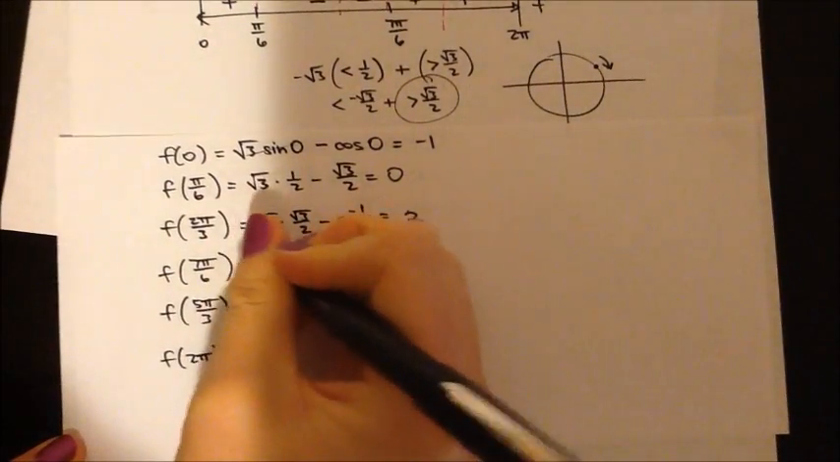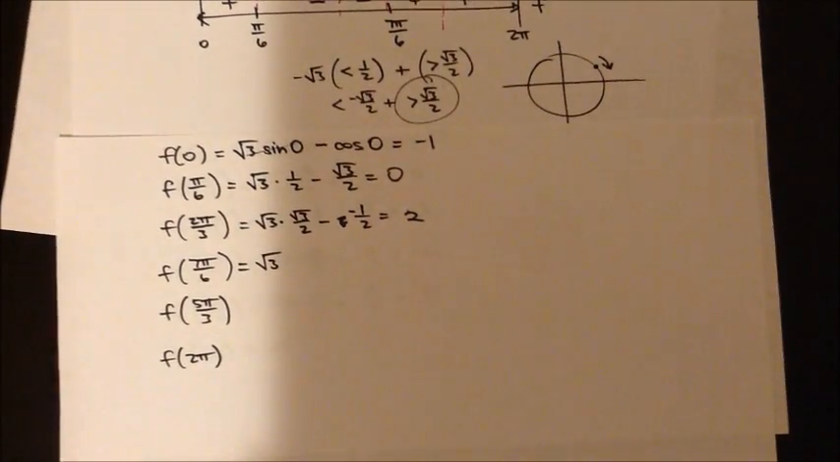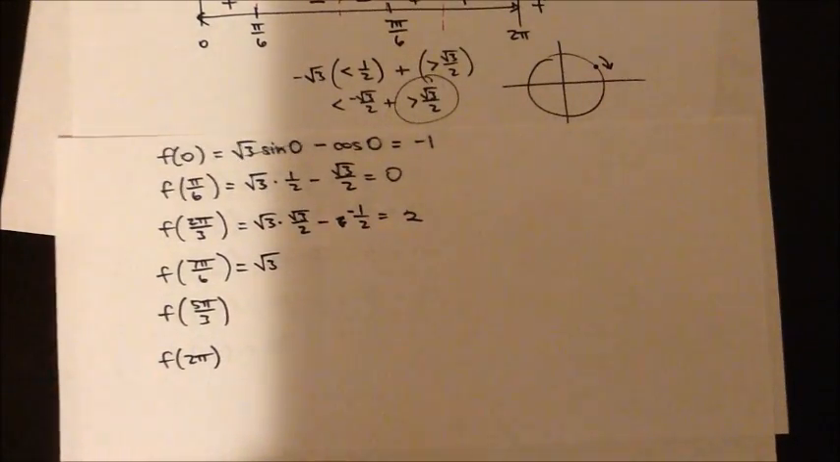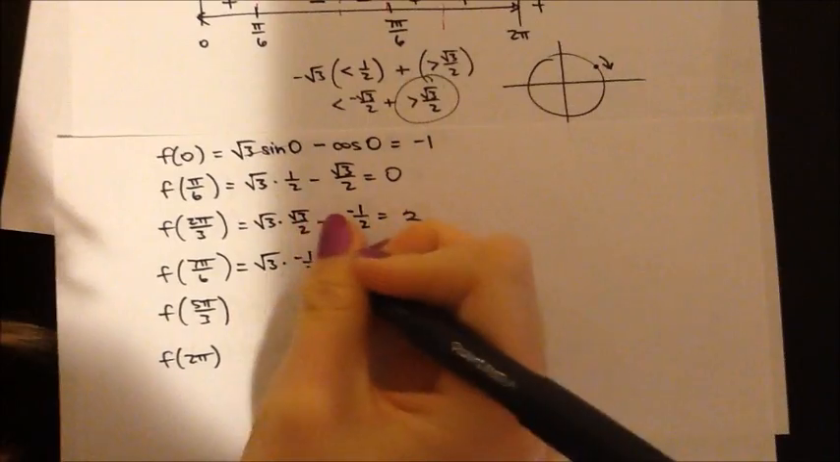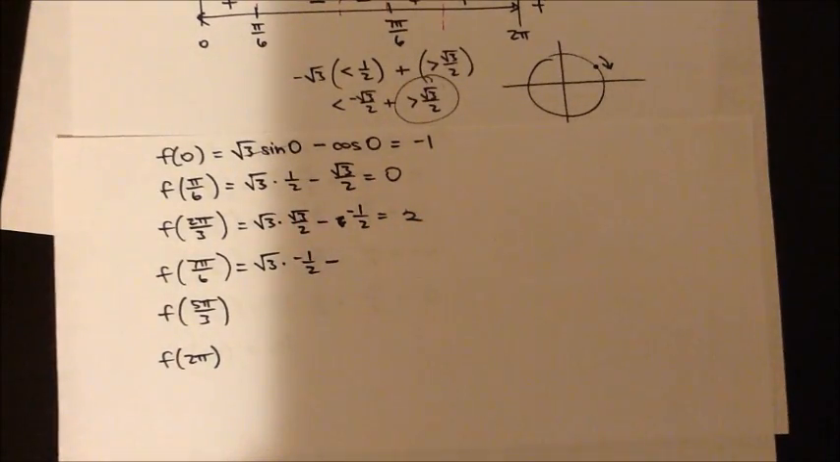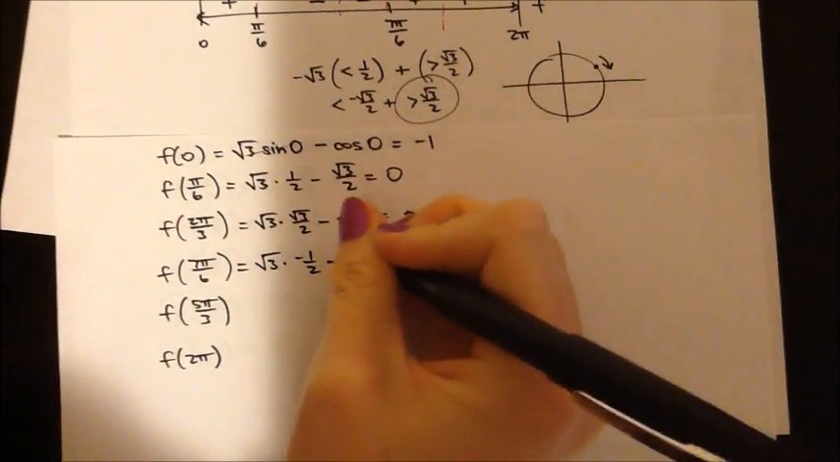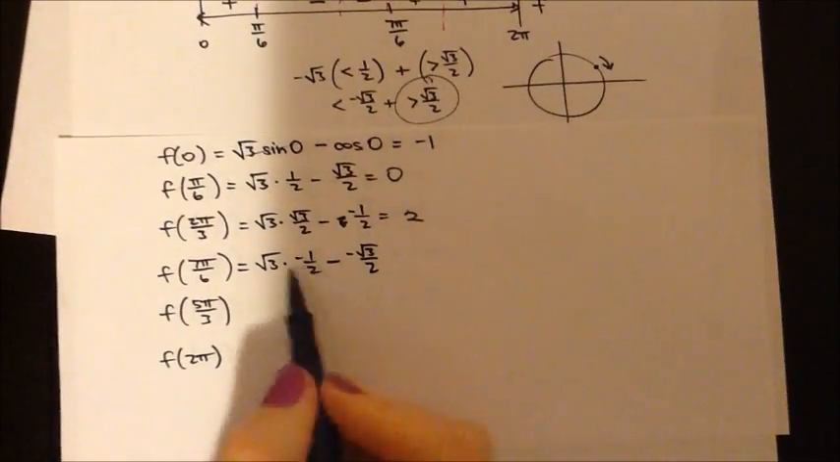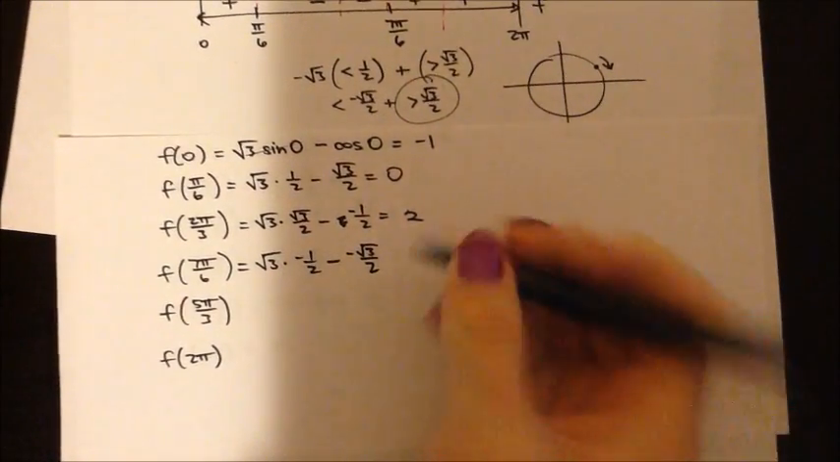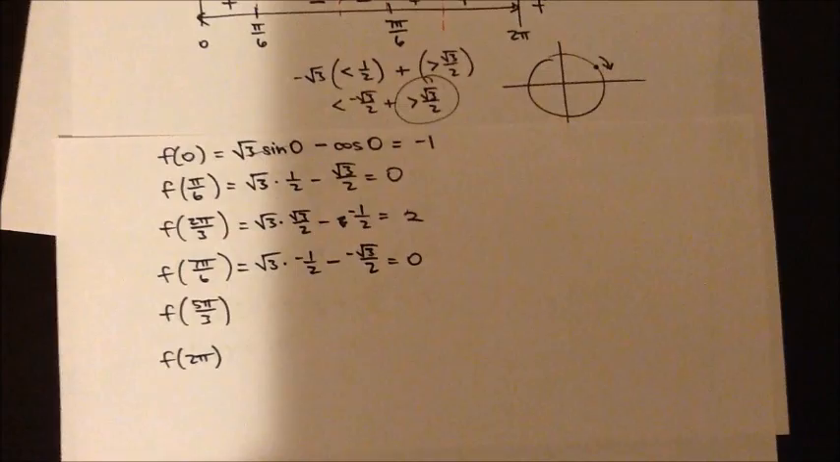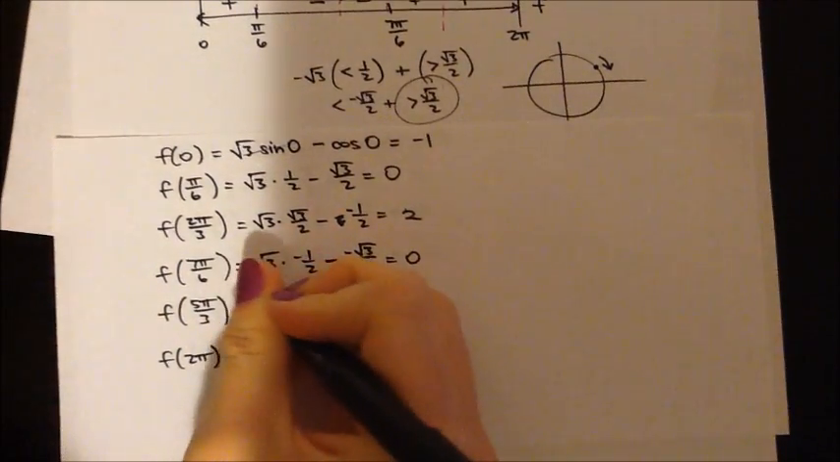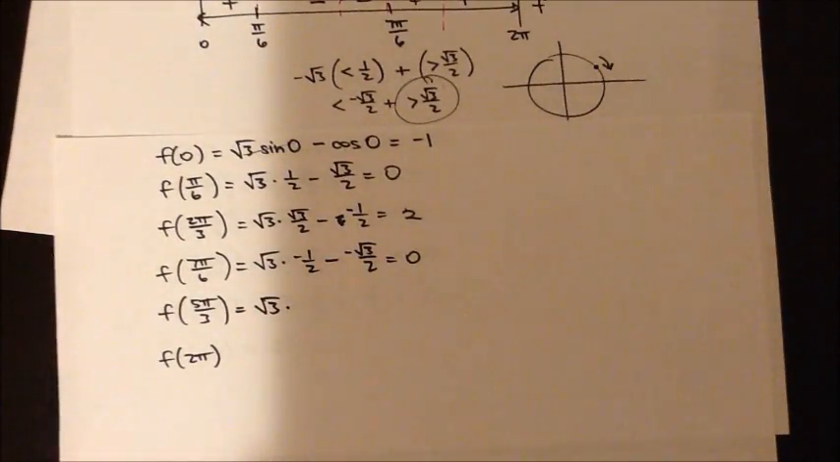7 pi over 6 is my next one. So root 3 times the sine of 7 pi over 6, which is a negative 1/2, minus the cosine of 7 pi over 6, which is a negative root 3 over 2. Okay, so here's a negative root 3 over 2 plus root 3 over 2. So that's 0.